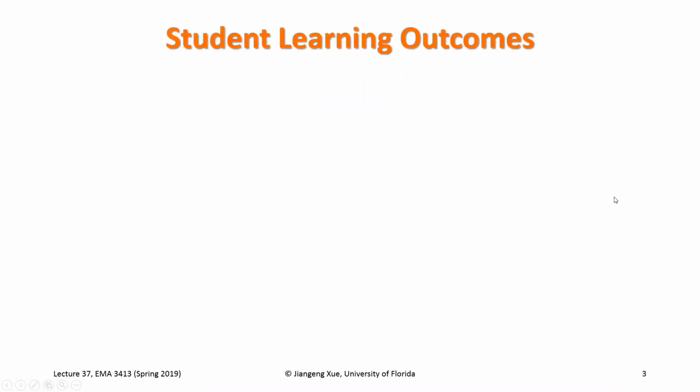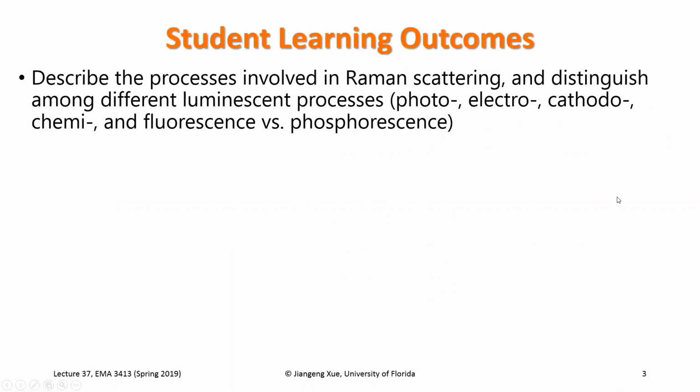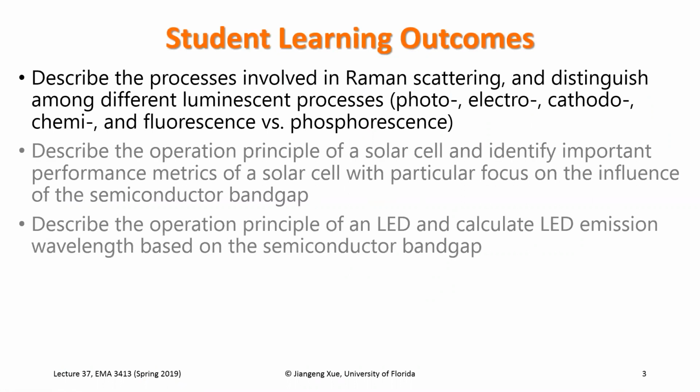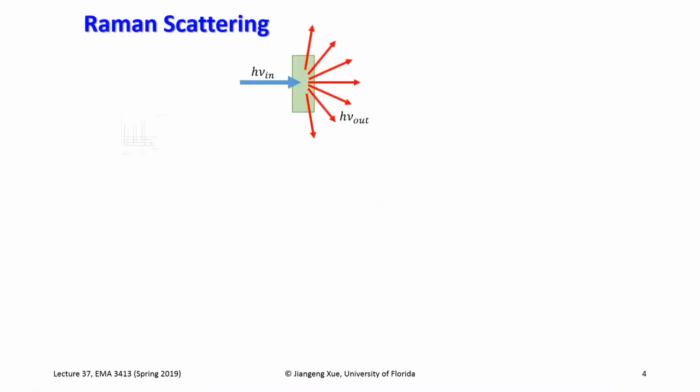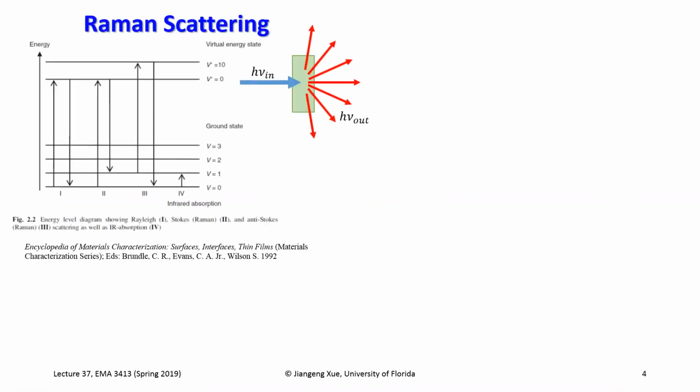So first, students should be able to describe the processes involving Raman scattering and distinguish among different luminescent processes. For Raman scattering, the incoming incident light and the outgoing light will have different wavelengths. When the system is excited by the incoming photon, if it gets back to the same ground state, then we have so-called Rayleigh scattering. Basically, the incoming and outgoing photon have the same energy, elastic scattering.